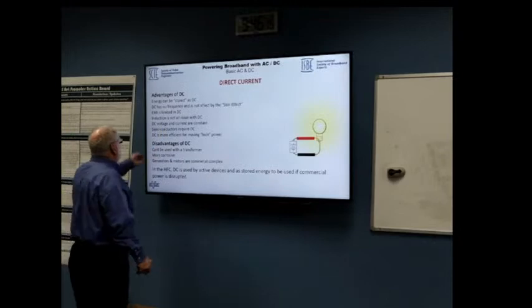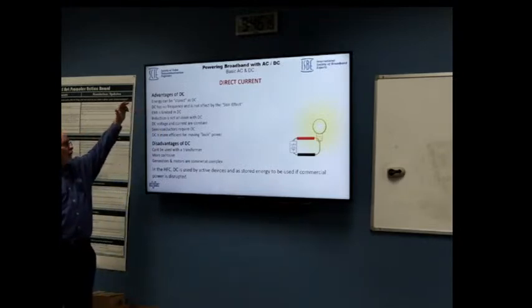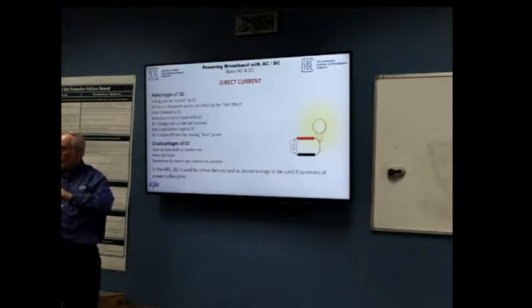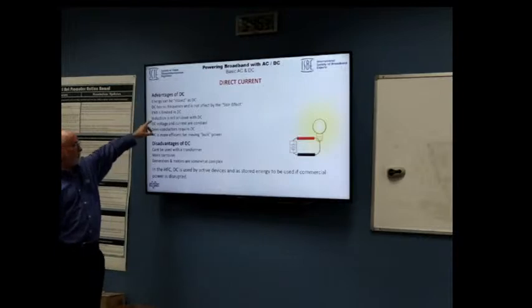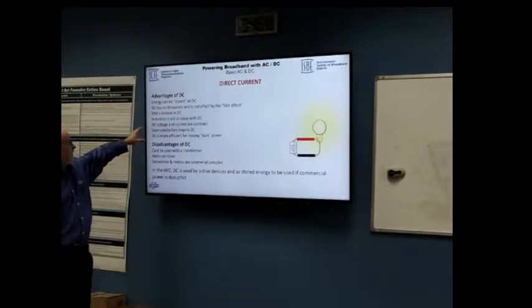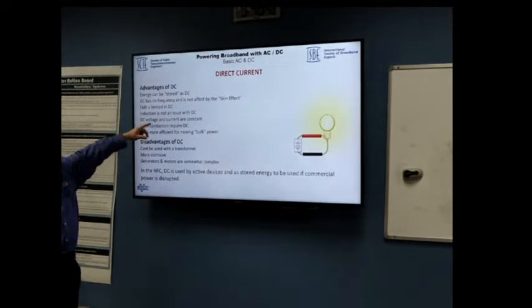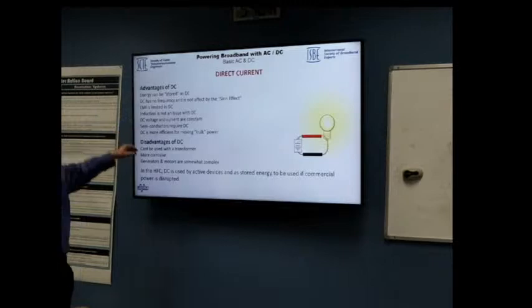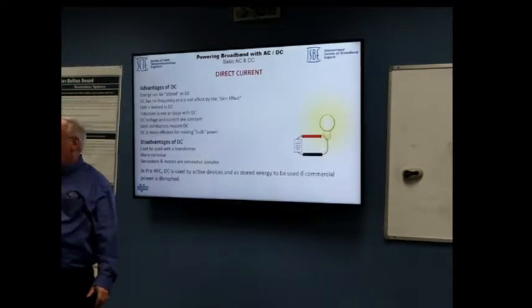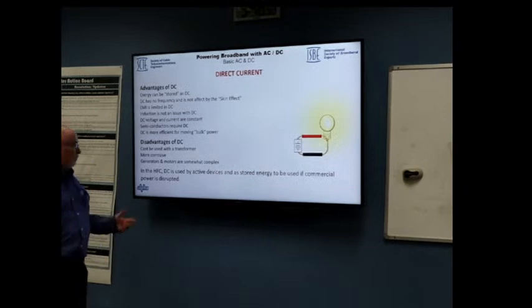Again, advantages of DC, it can easily be stored. It has no frequency, therefore it's not affected by skin effect. Skin effect is when, in a wire, especially coaxial cable, the electrons tend to flow more toward the outside of the cable the higher the frequency is. So DC actually uses the whole cable, not just the outside. EMI is limited in DC. It doesn't emit a lot of things. And induction is not an issue with DC. DC voltage and current are constant. Semiconductors require DC. If you run AC into your cell phone, it's not going to end well. But DC will work fine.